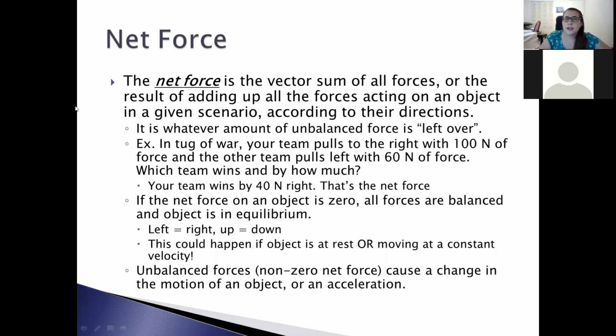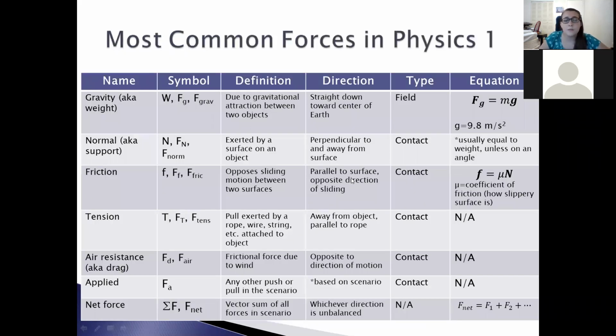And I'll teach you guys how to draw free body diagrams, which if you took Physics 1, you probably saw and did them in Physics 1. If not, then you'll see how to do them tomorrow. But do you guys have any questions, comments, concerns about Newton's 3 laws of motion? All good?